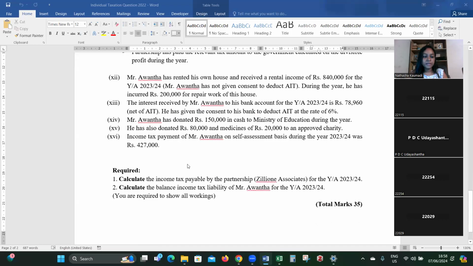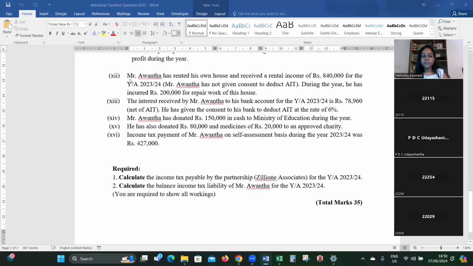Right. And then the next point, 12, Mr. Avanta has rented his own house and received a rental income of 840,000 for the year of assessment 2023-24. And it says, Mr. Avanta has not given consent to deduct AIT. Right? So advance income tax, Mr. Avanta has not given consent to deduct AIT. So this 840,000 means gross or net? This 840,000 is gross or net rent?